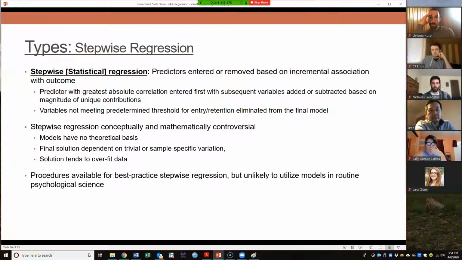So for these reasons, there are procedures and areas that will use these data-driven approaches for stepwise regression models, but you're unlikely to encounter these in psychological science, just because these models tend not to be used since they don't map on well to the types of things that we do.